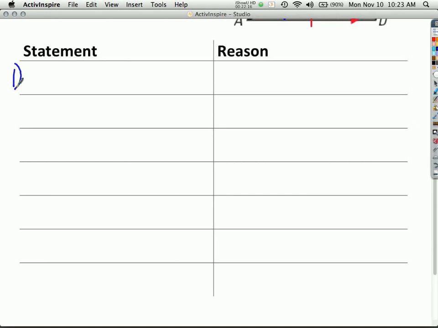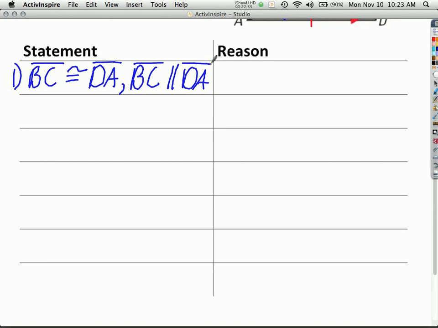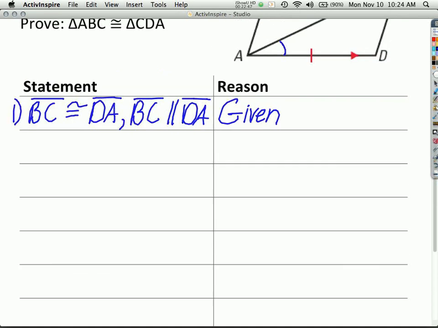So start out with BC being congruent to DA. And that they're also parallel to each other. And that's given. Any comments, concerns? You already finished it? No, I can't see the picture. Oh, sorry. Let me bring the picture back up.